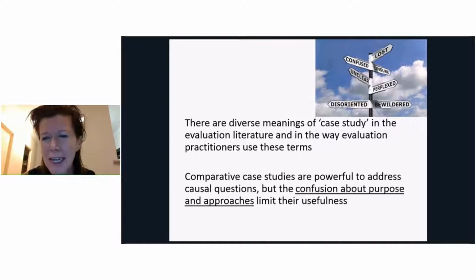Now, the implication is that if we're not really clear about what we mean by case study, descriptive case study, illustrative case study, comparative case study, collective case study, etc., then the confusion could actually limit their usefulness in impact evaluation. And I think this is what has happened in a lot of the examples that I've reviewed and a lot of the work that I've done in conceptualizing comparative case study work.